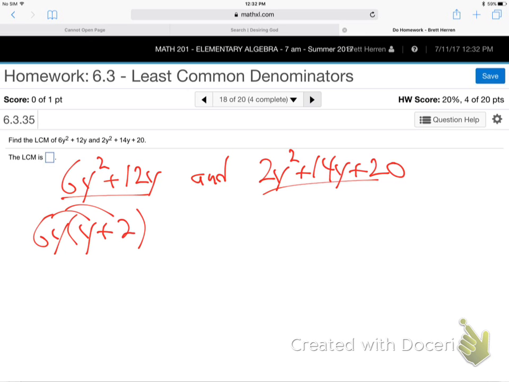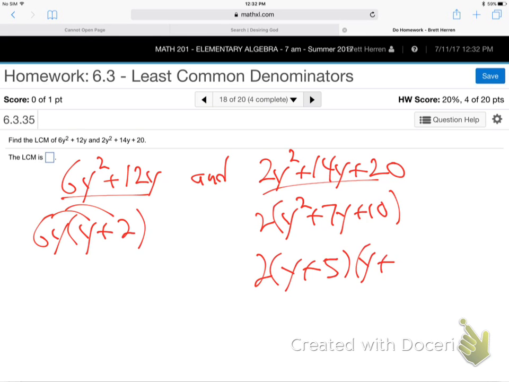The other one, what's first step in every factoring? GCF. Take out the 2. And then y plus 5, y plus 2, right? Makes 7 in the middle, 10 at the back. It's kind of a messy plus sign there. Okay, yeah, good.